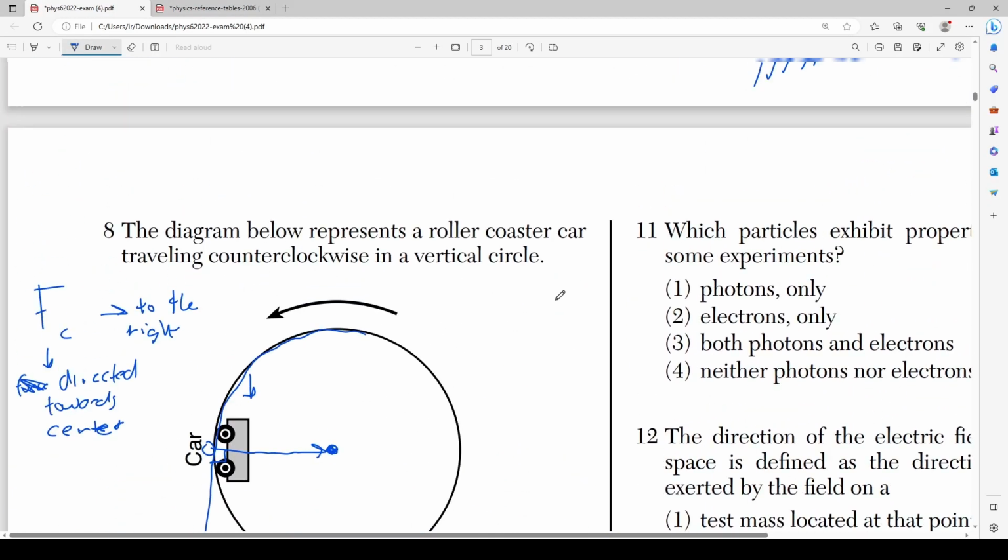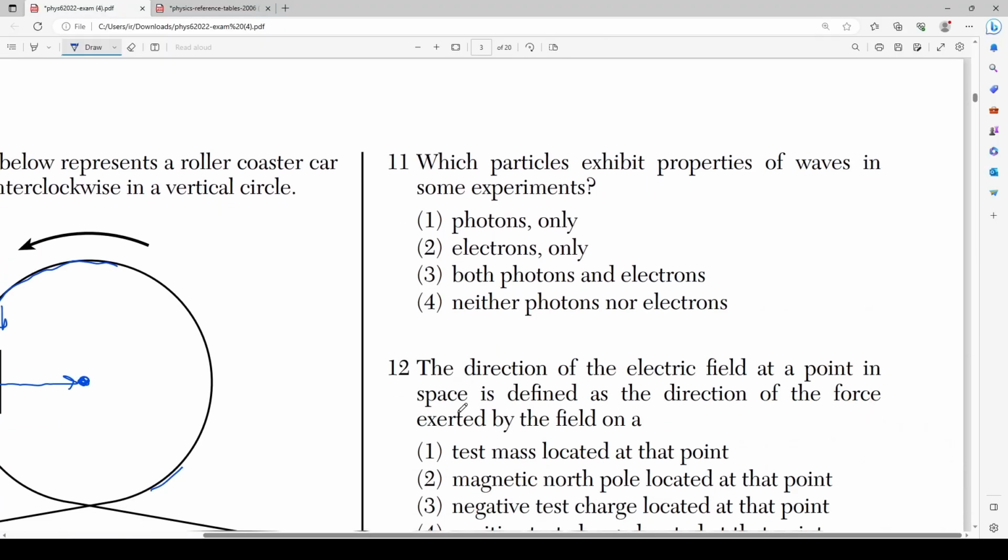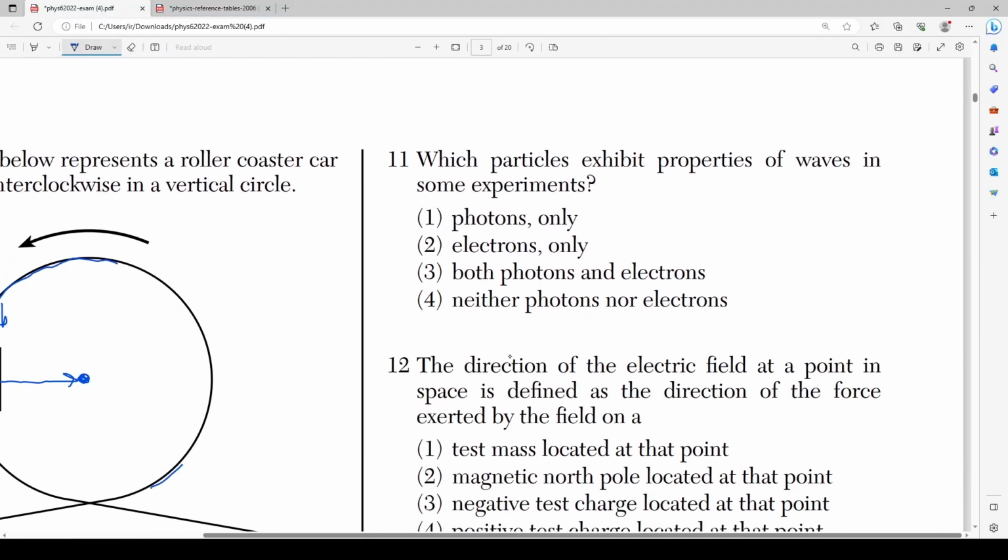So moving on to number 11, it says, which particles exhibit properties of waves in some experiments? That's going to be both photons and electrons. Photons is light. Literally, you have light waves. Light behaves as waves. Think back to your whole modern physics unit, right? And electrons, once again, think back to your modern physics unit. Electrons also behave in wave-like patterns. They have properties that are like waves.